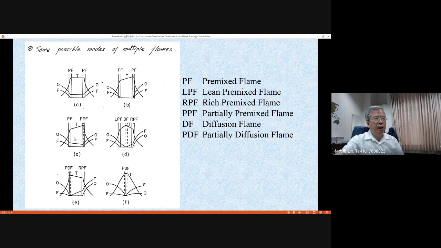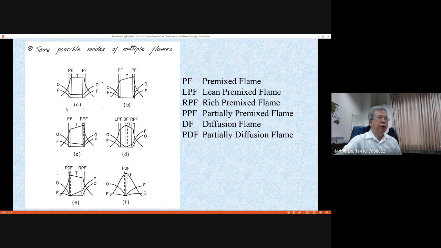Okay, this does not fit with our definition of the premix frame. For this premix frame, we add a P in front of the PF in the abbreviation. We say this is the so-called partially premix frame. The partially premix frame means this is not a purely premix frame.